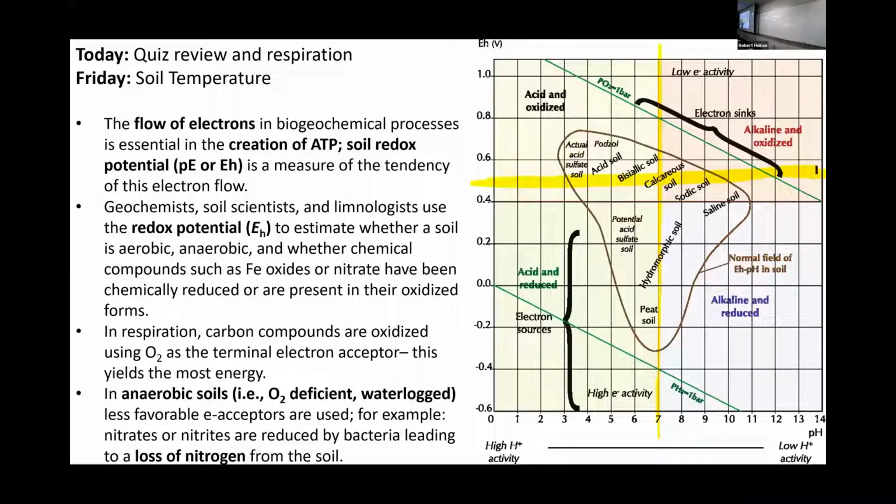So the reason to introduce both of these axes together is because they always work together, right? They don't work independently of each other, which maybe is what the textbook implies to you, but the changes in activity of protons and electrons always go together. And on this little graph, you sort of see where soils fall within this realm.